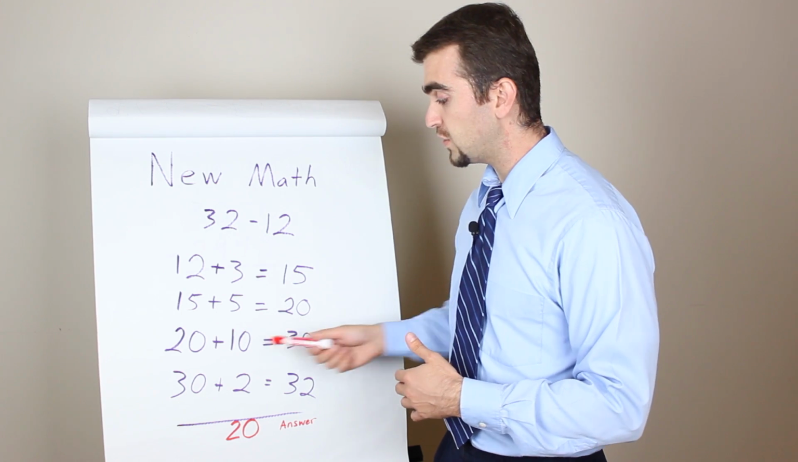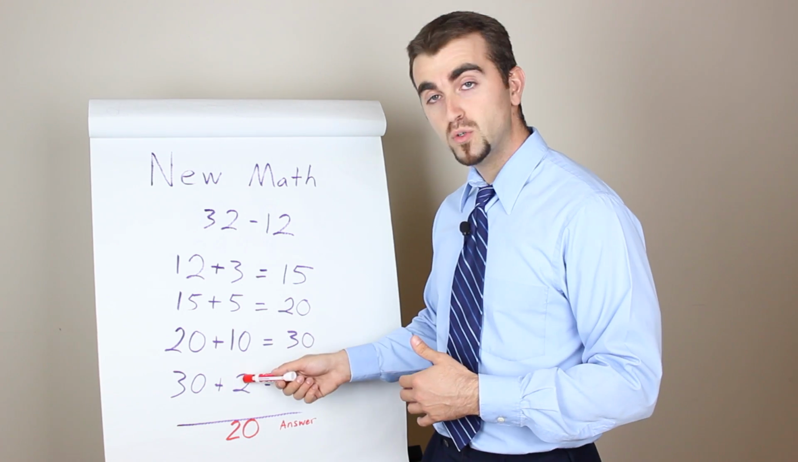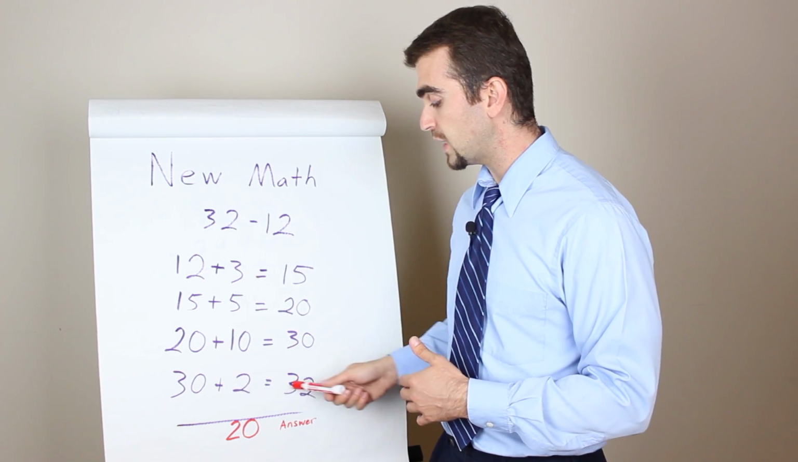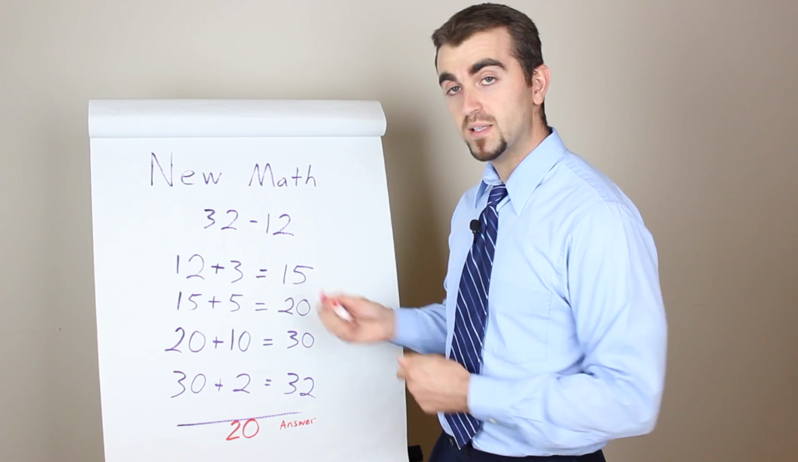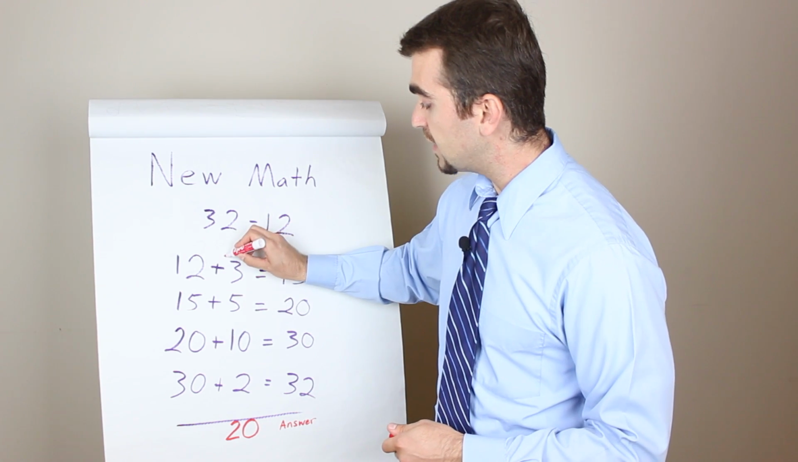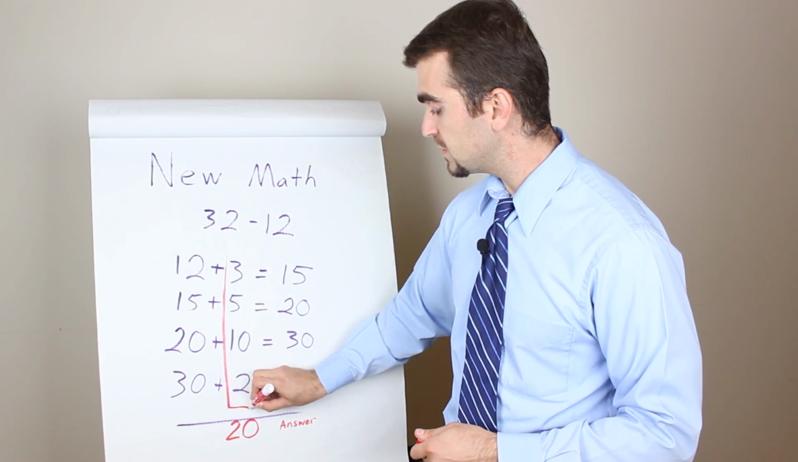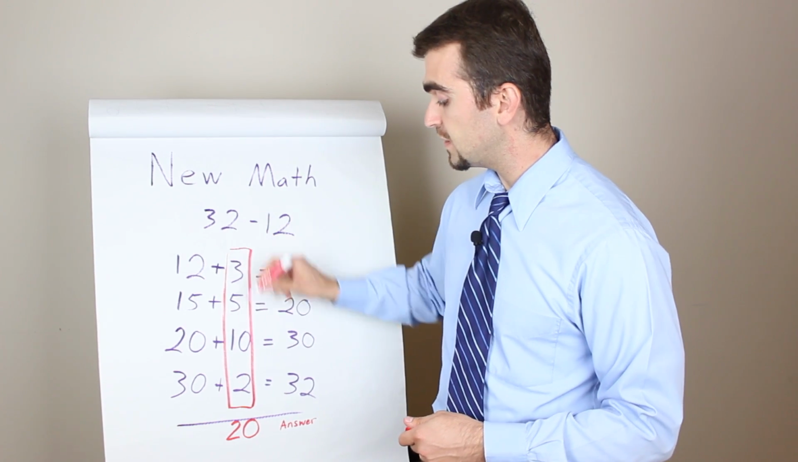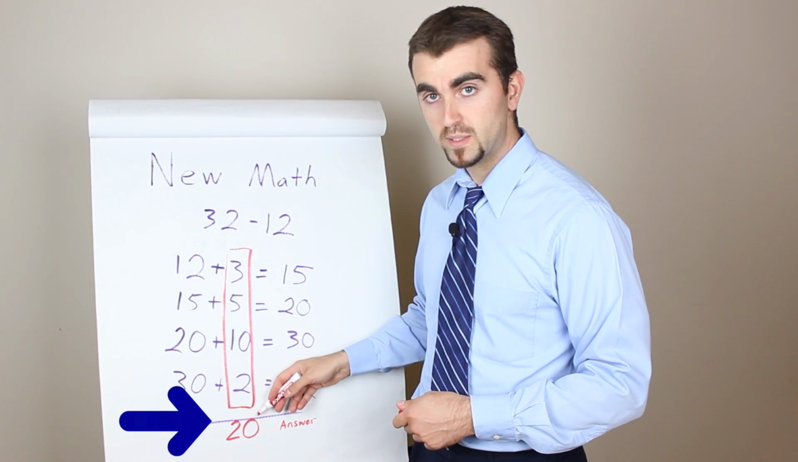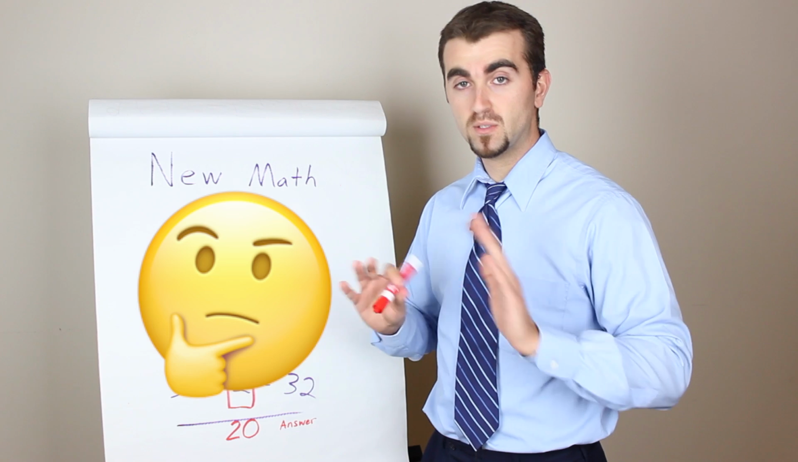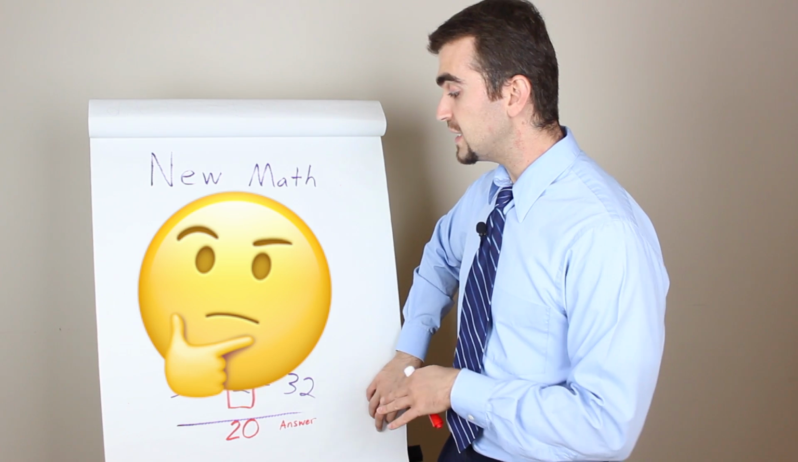We add 10 to get to 30. We are left with only 2 to get to 32 from 30. So we add 2 to get to 32. And then finally, what we do is we add up all of these numbers to get to the solution, which is 20. Now, I know that sounds a little complicated, but the point is to help them understand number sense.